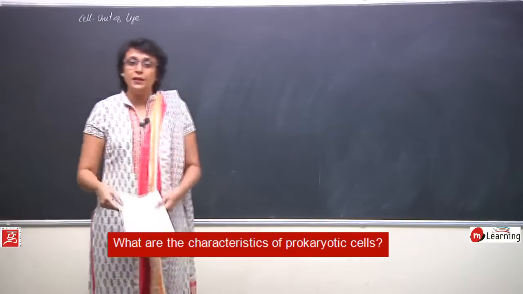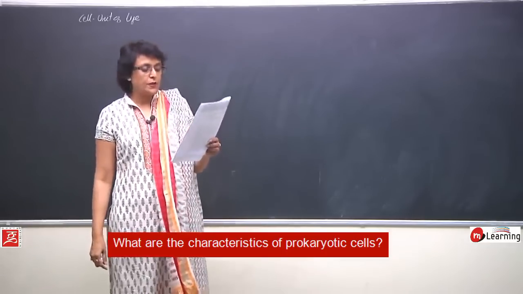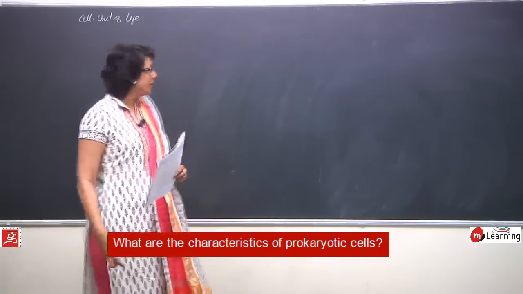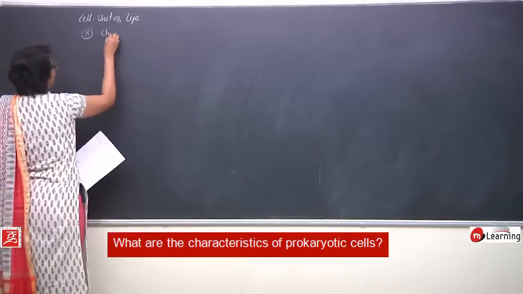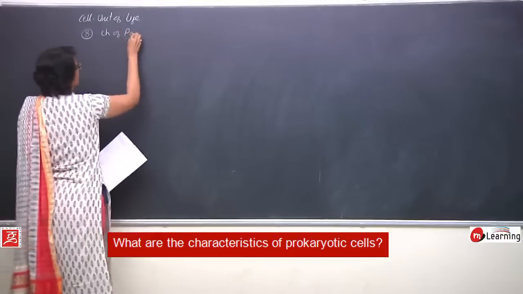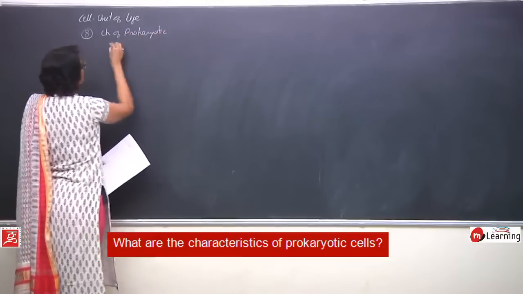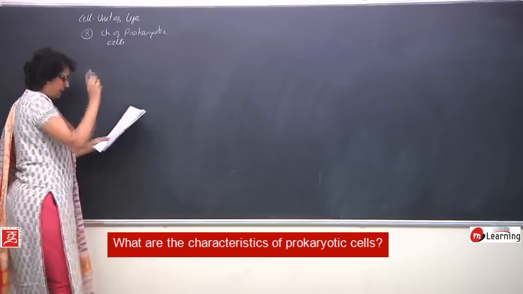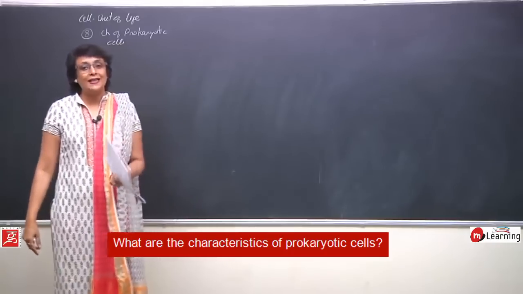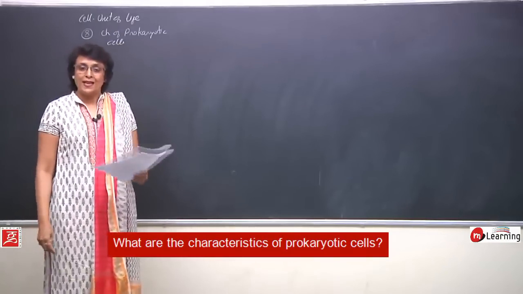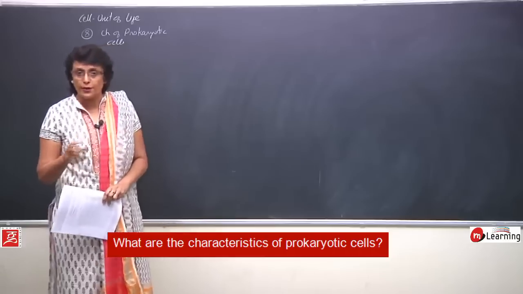Let us take question number 8 now, which says, what are the characteristics of prokaryotic cells? This is our question 8. Characteristics of prokaryotic cells. Prokaryotic cells, that means a typical bacterial cell, plasma membrane, cell wall outside it, there is no organelle.